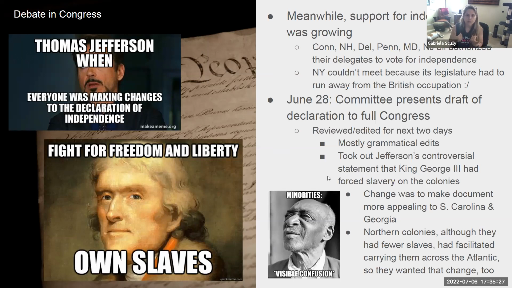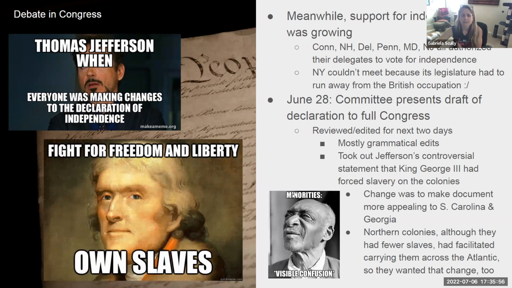Bringing enslaved peoples to the Americas and to South America and Central America is big business. So the South has the enslaved populations working there. The North has fewer slaves, not none, but fewer, but makes money from slaves. So everybody was like, let's just gloss over this part where we're blaming the king for having slaves over here.